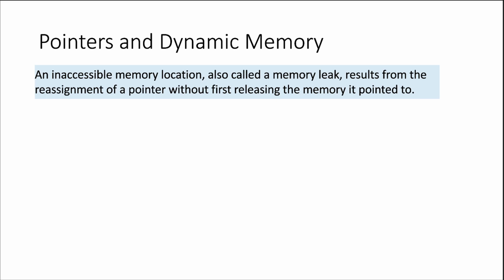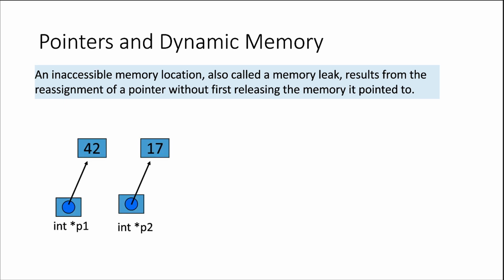Coming to further discussion on the same topic. An inaccessible memory location, also called a memory leak, results from the reassignment of a pointer without first releasing the memory it is pointing to. So this is another method of memory leak. I'll show you how. This is simple and straightforward. P1 is pointing to 42, P2 is pointing to 17. No issues, everything is okay.